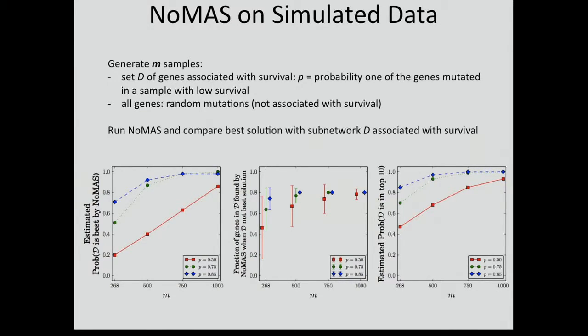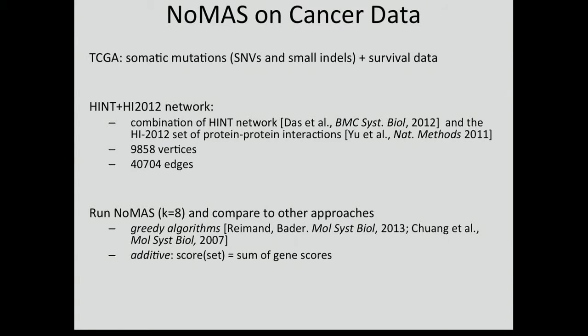Okay, so then we tested NOMAS on cancer data from the Cancer Genome Atlas, and we used the network that we used in the HotNet2 paper as well. And we compared in particular NOMAS with other approaches. In particular, we compared with greedy algorithms that have been used before to identify subnetworks associated with survival. And these are actually greedy algorithms that are inspired by a standard greedy method on networks. And also we compared with methods in which the score now is just an additive score on the genes. So this is essentially an approximation of the score.